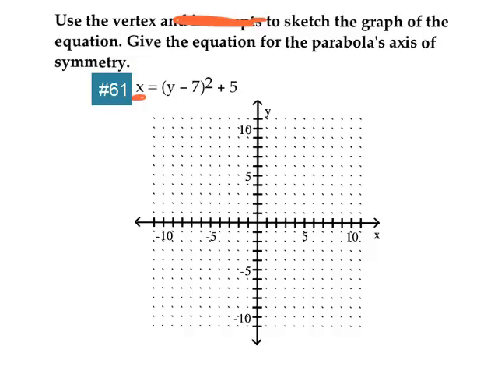So the vertex we get by taking this right here, which is attached to our y. Since it's in parentheses, we have to change the sign. So this is a positive 7 in our vertex. And then we take this number on the outside, that's our x, and since it's not in parentheses, we leave it alone. Our vertex is at 5, 7.